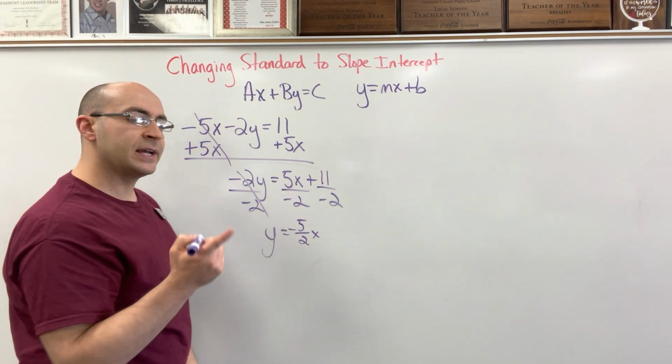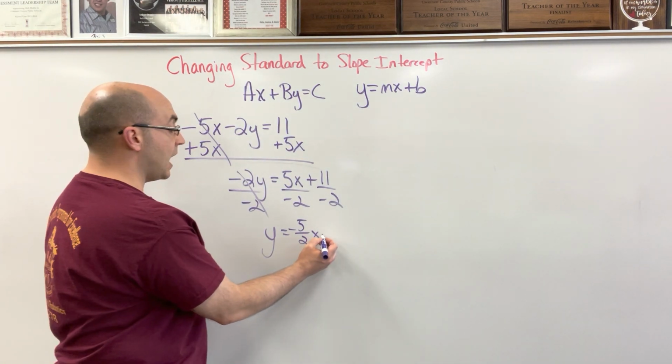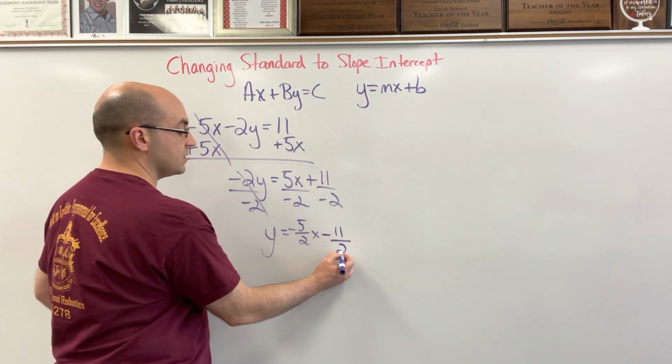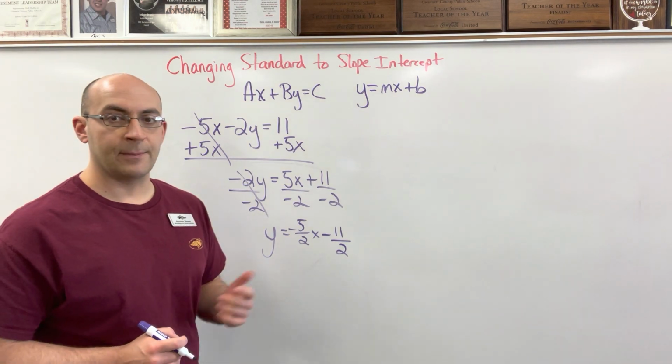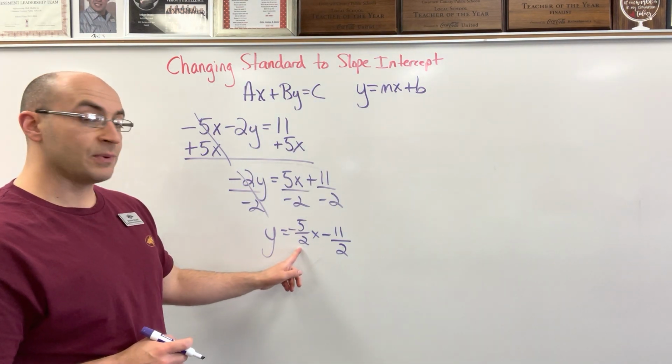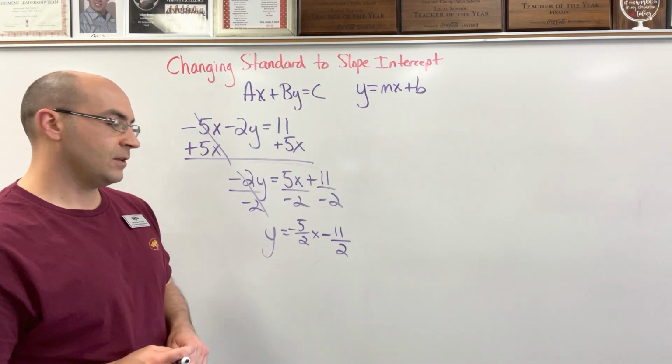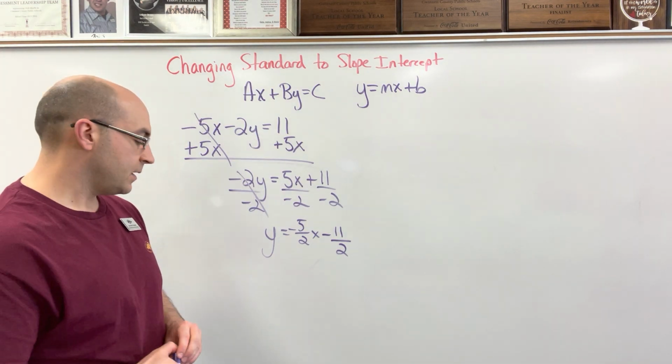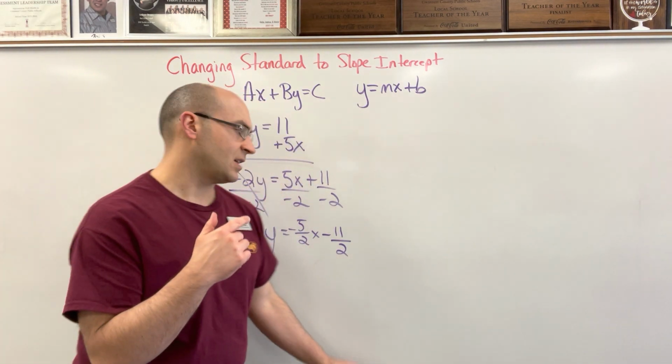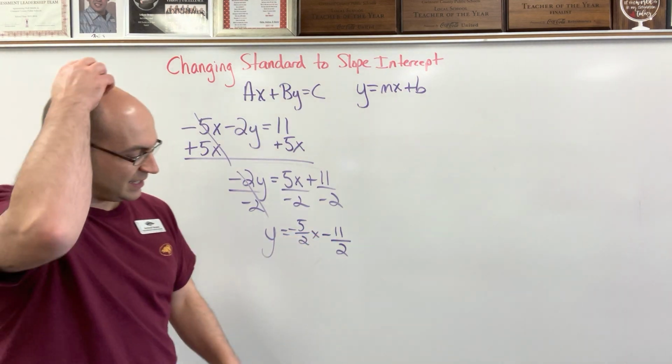And this 11 over negative 2, I can't simplify either. We do not want that to be a mixed number. We'll leave it as improper, and we have our answer. The slope of the line is negative 5 over 2, and the y-intercept is negative 11 over 2. Right? That will be hard to graph because a fractional y-intercept is really strange.